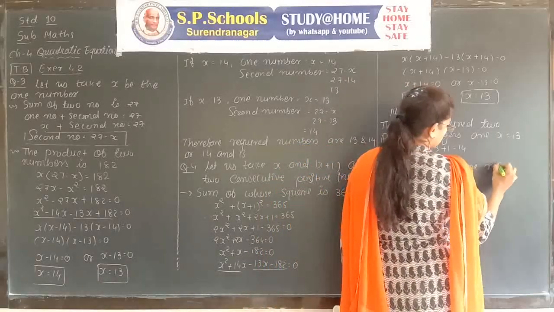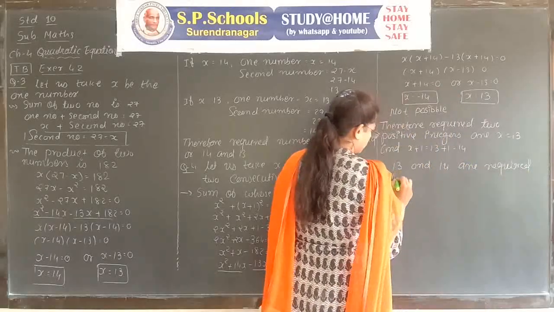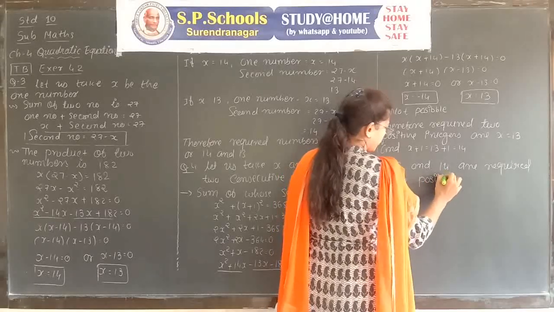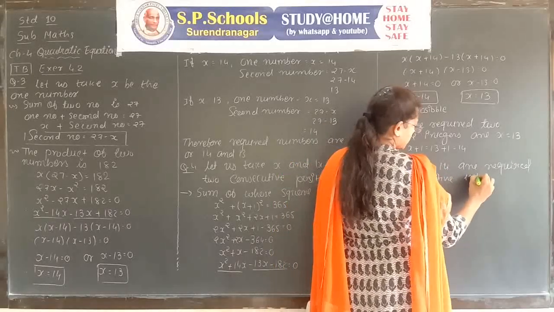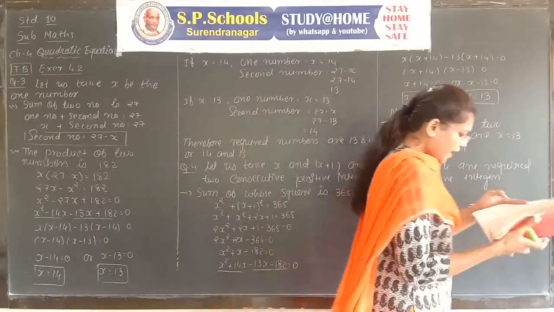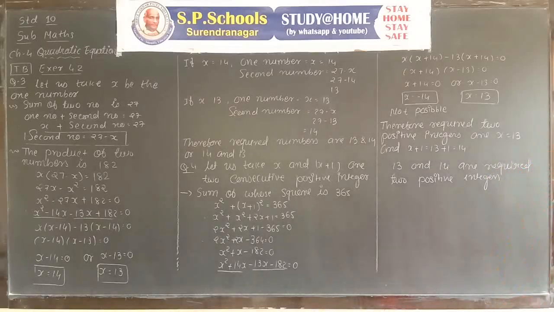are the required two positive integers. Hence the two are completed. Let us see fifth and sixth.